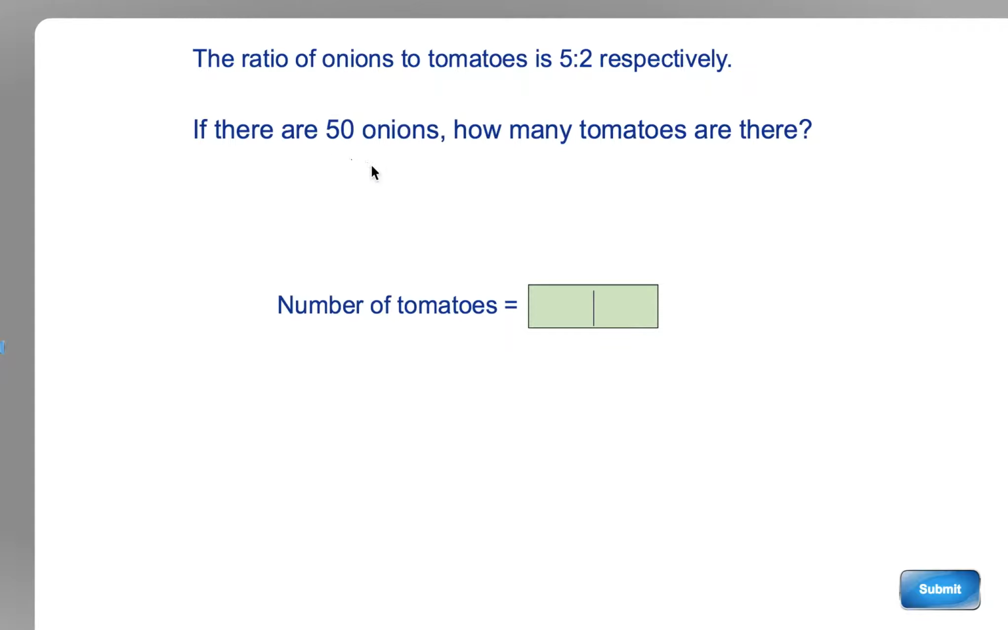So all you do, you could just work your way up like that, counting up in 5s and 2s, and do it as a table. You could have 5, 10, 15, 20, 25, 30, 35, 40, 45, 50 written down one side, and then 2, 4, 6, 8, 10, 12, 14, 16, 18, 20 written down the other side.